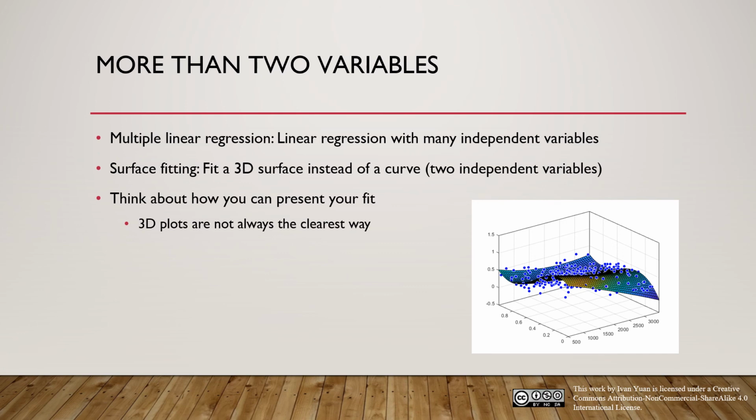Now, let's look at how we are going to deal with more than two variables. One method is multiple linear regression. Multiple linear regression is essentially linear regression, however, you have more than one independent variable. Another method is a surface fit. A surface fit is similar to a curve fit, however, you are fitting a three-dimensional surface, which means that you have two independent variables. Finally, as you use a surface fit, you should think about how you are going to present it, because 3D plots are not always the clearest way to show your fit.